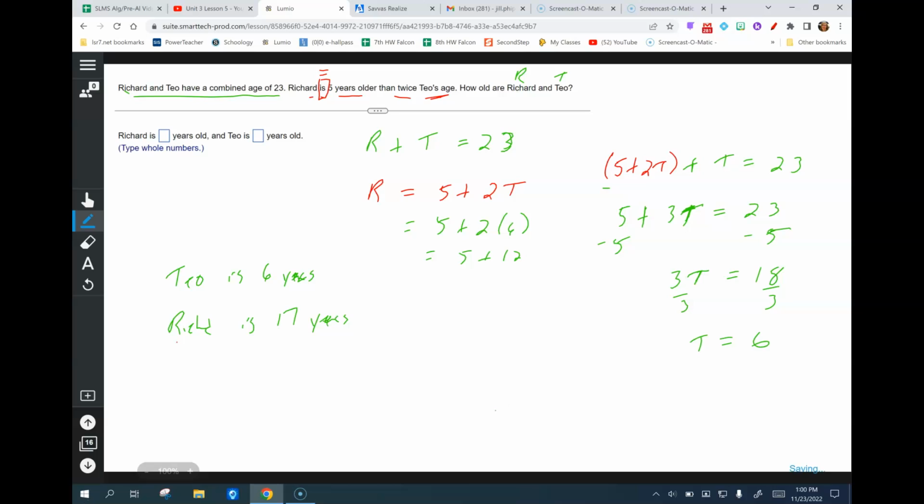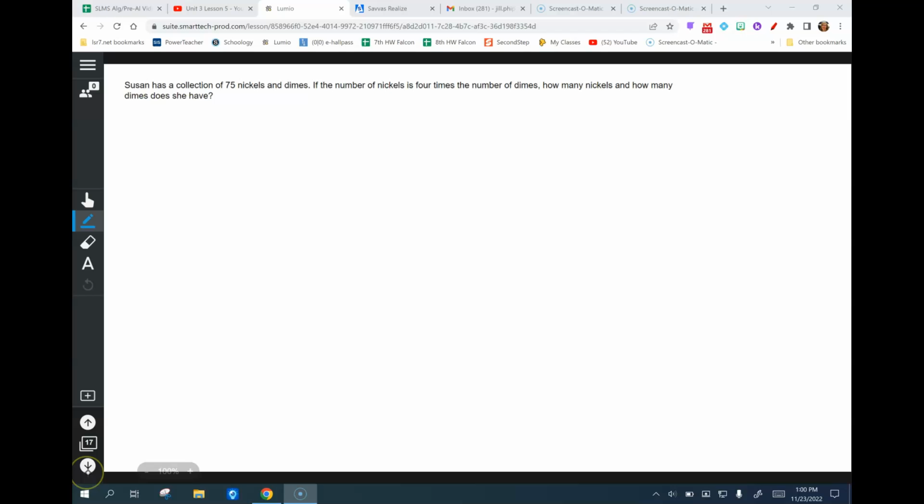This is supposed to say years. You can't read my handwriting. Okay, good. And the problems I picked for you are fairly typical ones, and that's one of the reasons I wanted you to see how they were done, because these are ones that show up all the time when we're talking about systems of equations. So let's read it again. Susan has a collection of 75 nickels and dimes.